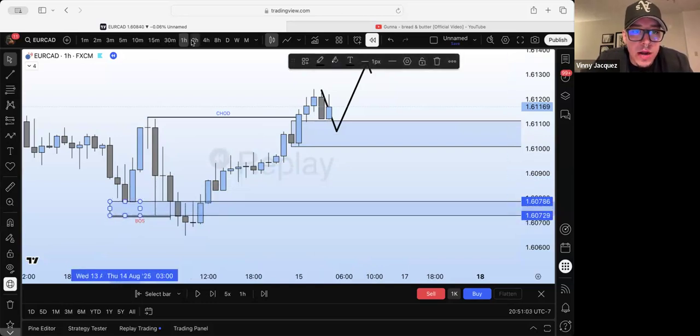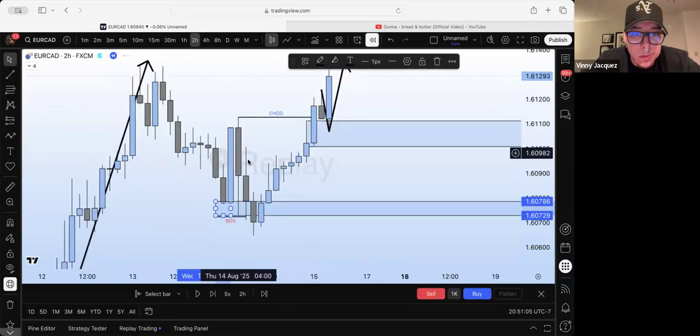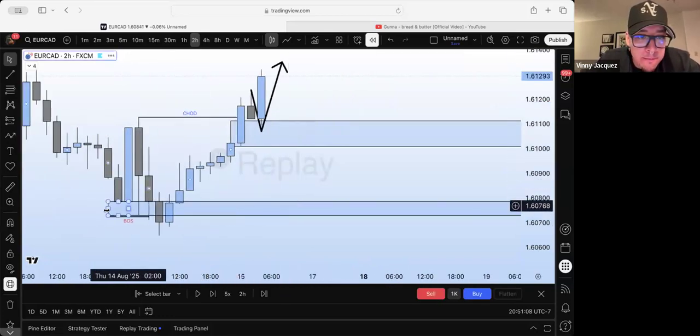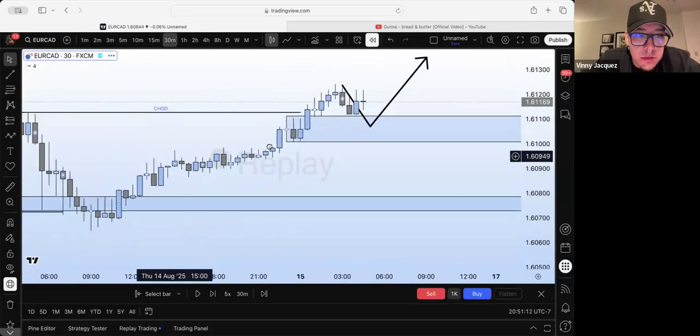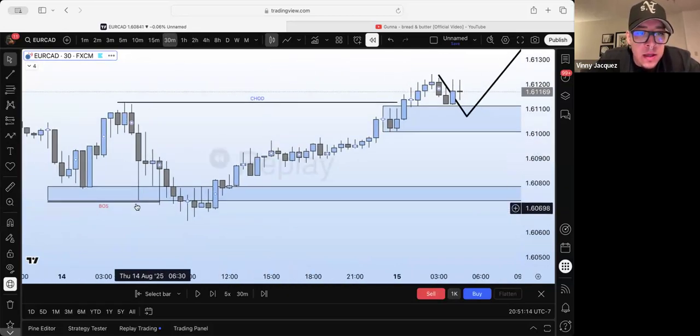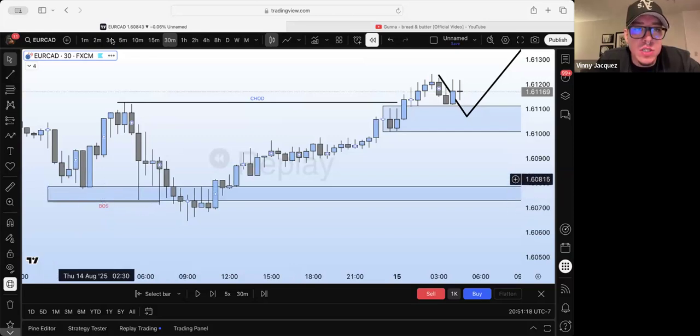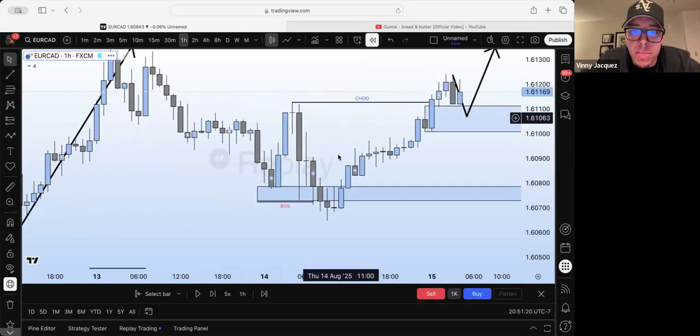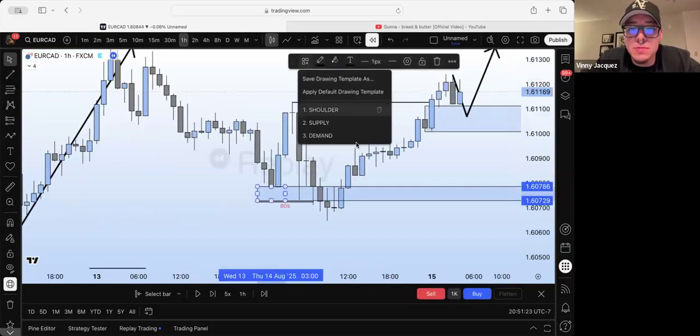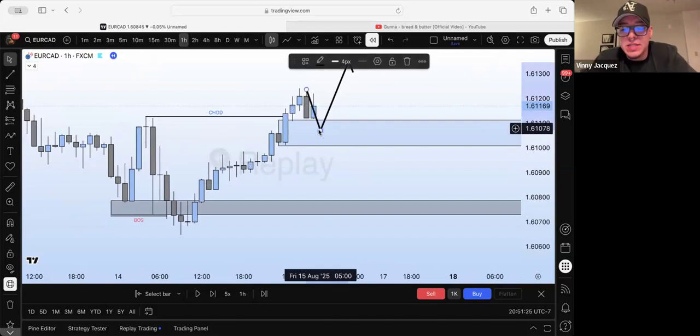Let's see. Let's go to 2 hours, see if we can break that up a little bit. Do a 30-minute. Yeah, you see how the market is bouncing off this zone? I want to use that area. Lowest wick to my closest body point. Now, this is my shoulder. This is my second opportunity. Guys, is this making sense?